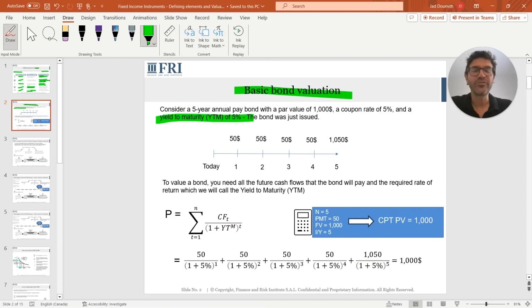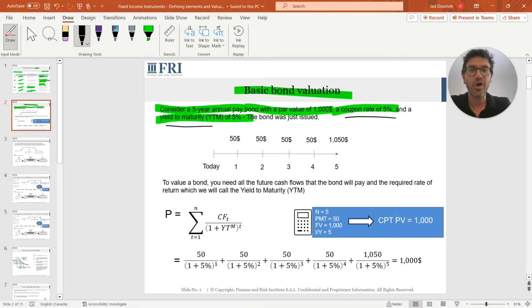Now look at the bond's elements. We have a 5-year annual pay bond, so the coupon is paid annually, with a par value of $1,000 and a coupon rate of 5%. The coupon rate is not what you as a bondholder actually end up making annually in terms of return. The coupon rate is simply the interest rate that the company, the issuer, decides to pay on the bond. Sometimes what the issuer decides to pay on the bond matches with how much investors require to accept to buy that bond. And sometimes there is a mismatch.